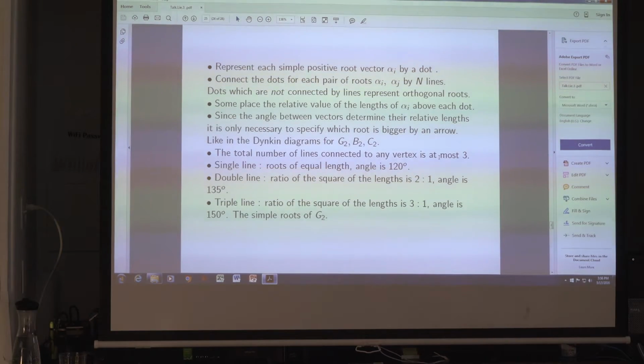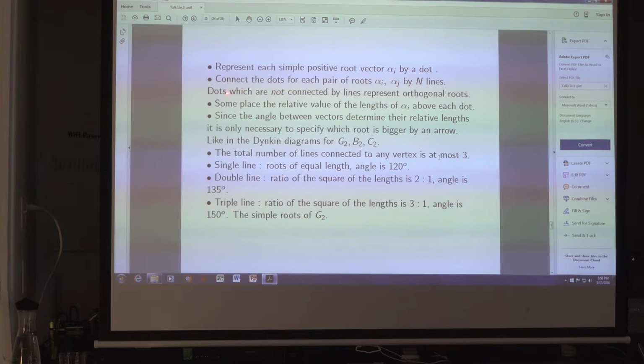So what happens is that you represent each simple positive root alpha i by a dot. And as Fang was saying, the number of simple positive roots coincides with the rank of the algebra. I'm talking about the number of simple positive roots. So you represent each by a dot, and you connect the dots for each pair of roots by n lines.